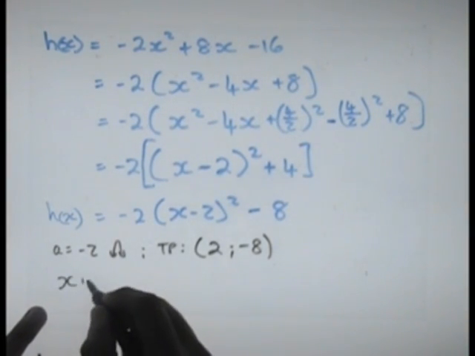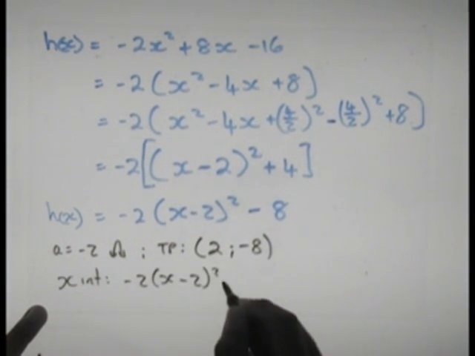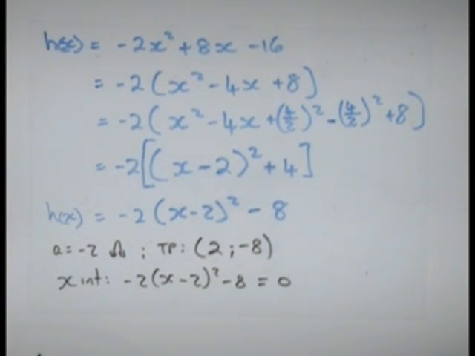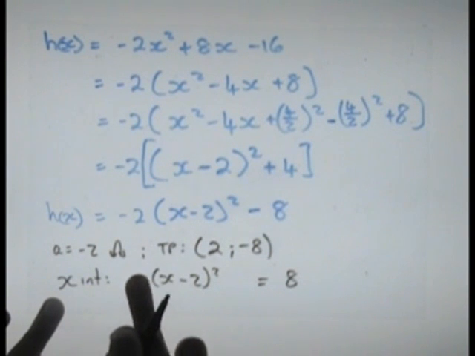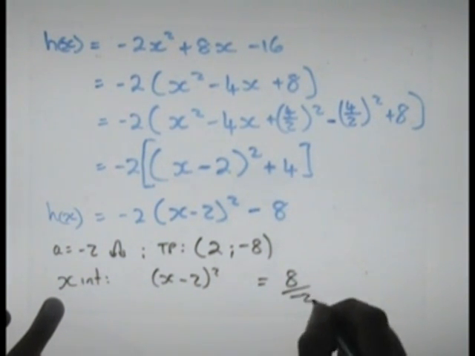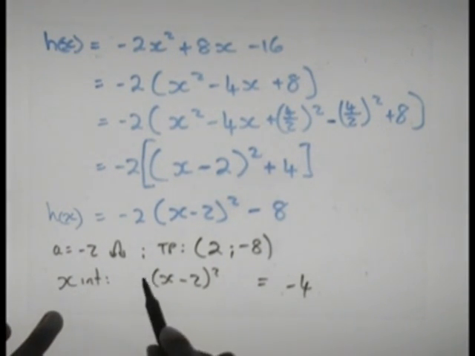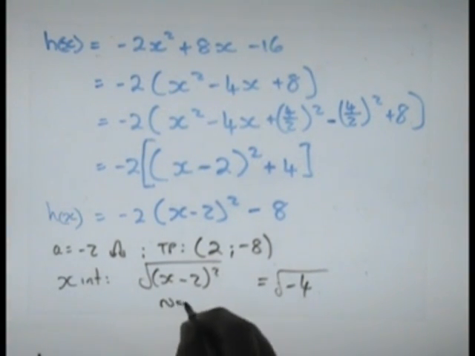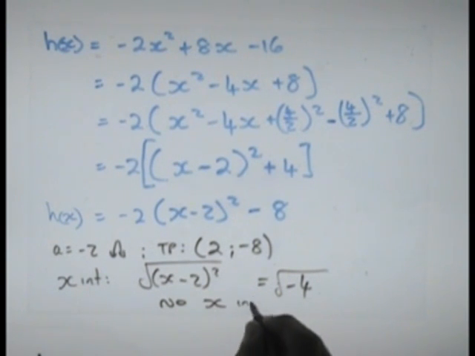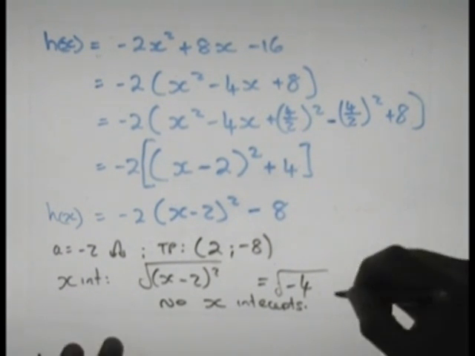My x-intercept happens when negative 2 (x minus 2) squared minus 8 is equal to 0. Take that minus 8 across, it becomes positive 8. Divided by negative 2, which makes it negative 4. From here immediately you can see that you're going to be square rooting both sides. We cannot square root a negative number. That means for this one here there are no x-intercepts. No x-intercepts for that one.